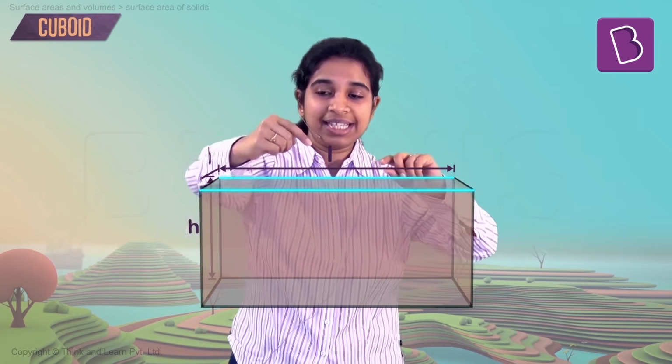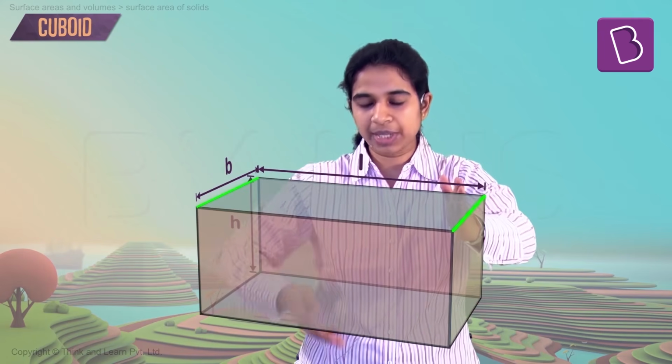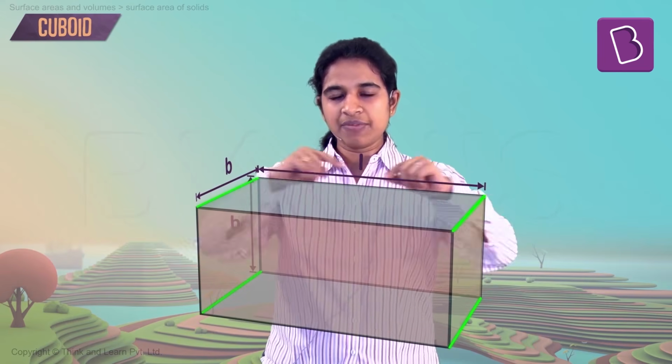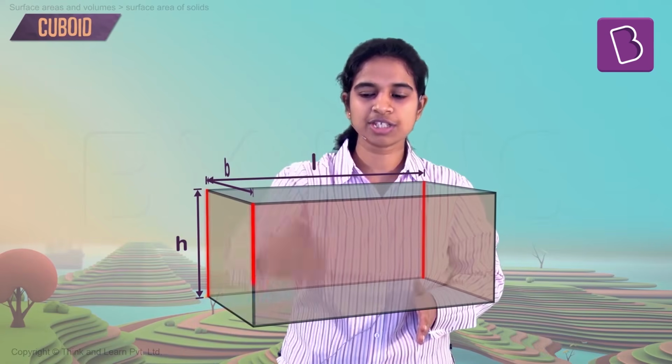Now, if this length is L, you'll notice that these 3 other edges also have length L. So these 4 edges will be L: 1, 2, 3, and 4. All 4 will be L. Similarly, if this edge is B, you'll have this also B, this also B, and this also B, right? So we have 4 Ls, 4 Bs. Similarly, if this edge is H, this will be H, this will be H, and this will be H, right? So we have 4 Ls, 4 Bs, and 4 Hs.